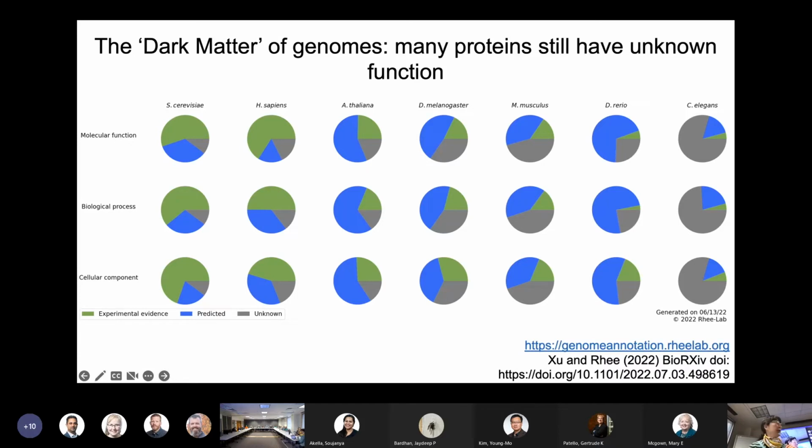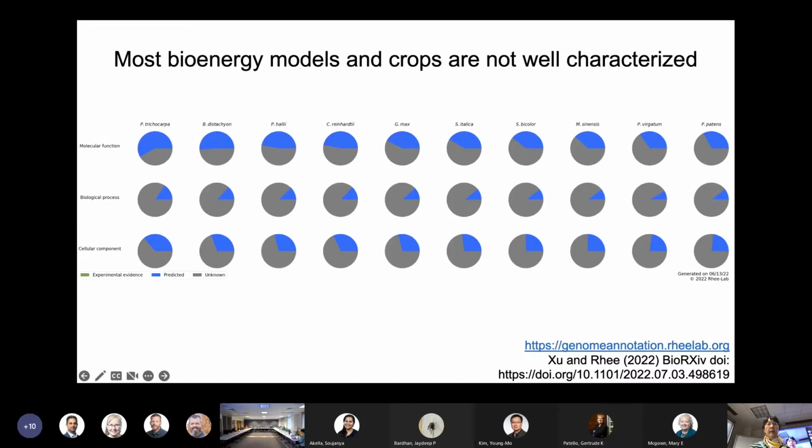The first one is Saccharomyces cerevisiae. Second one is human. Third is Arabidopsis thaliana. The fourth is fruit fly. This is mouse, zebrafish, and C. elegans. As you can see, each of these very well-studied organisms still harbors a lot of genes that are unknown for function. And the case is even worse for all of the bioenergy models and crops.